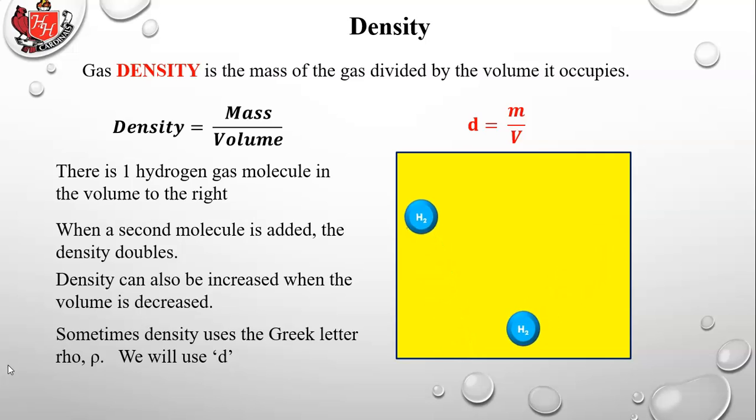Density can also be increased when the volume is decreased. We'll show that on the next slide. Sometimes density uses the Greek letter rho. It looks like a scripted P. It's called rho, but we're going to use D because it makes more sense for density.